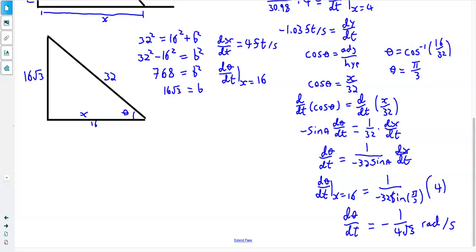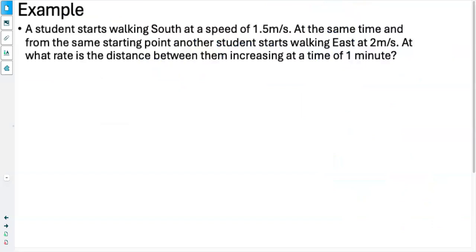Okay, on to another example. A student starts walking south at a speed of 1.5 meters per second. At the same time, and from the same starting point, another student starts walking east at 2 meters per second. At what rate is the distance between them increasing at a time of 1 minute?